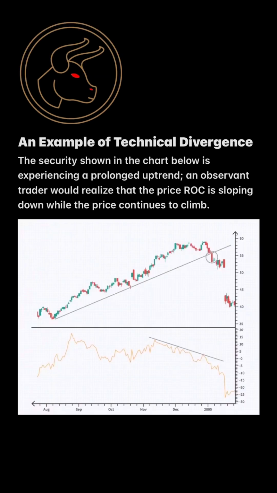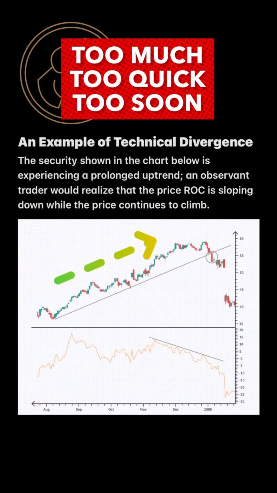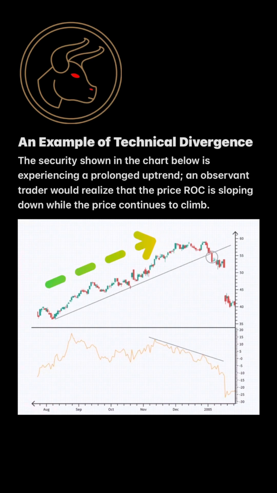So the example here in the chart is this security is experiencing a prolonged uptrend. And I know you guys have heard me say this before. What goes up has to come down, and too much, too long definitely has a chance to reverse. And this is what it's actually showing.